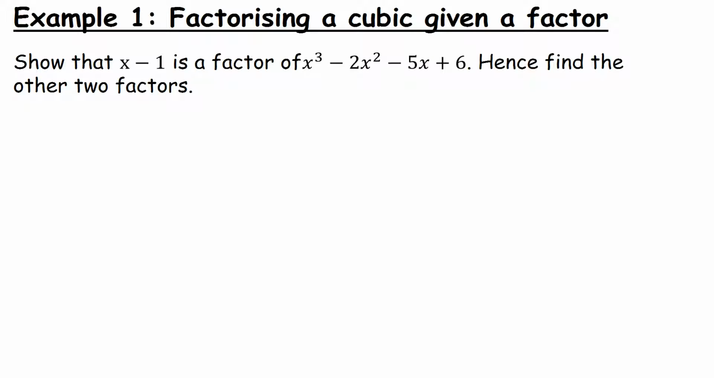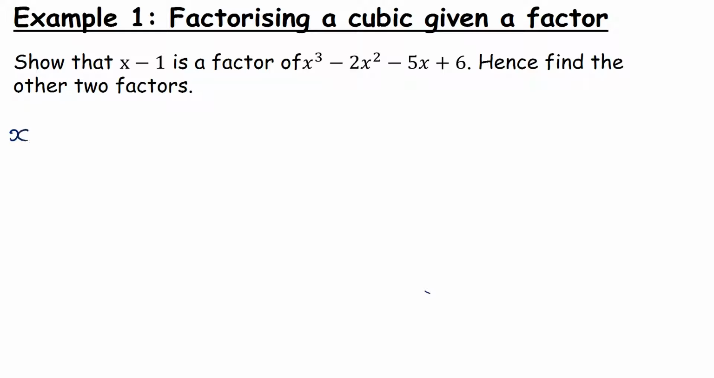So example 1, factorizing a cubic given a factor. Show that x minus 1 is a factor of x cubed minus 2x squared minus 5x plus 6, and hence find the other two factors. So let's take a look at this. In order to show that x minus 1 is a factor, we use what is known as the factor theorem, which states that if x minus 1 is a factor, it will divide evenly into that polynomial, leaving no remainder. So we're going to do that division.